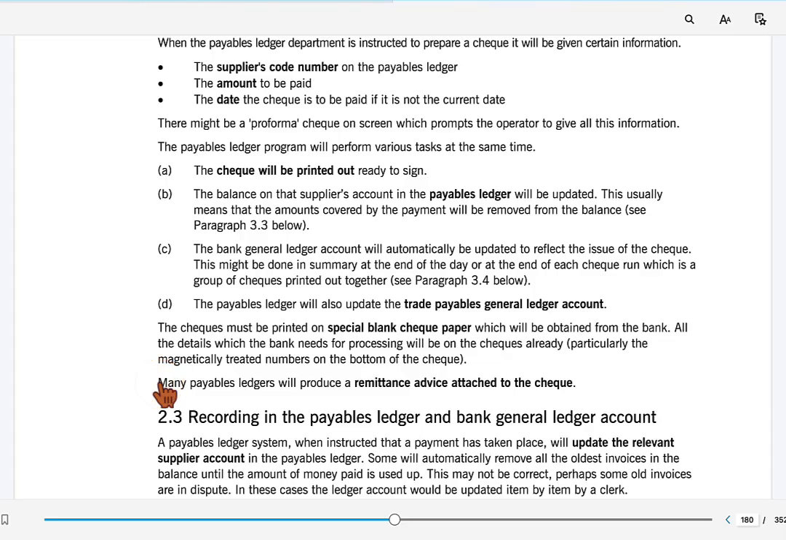Many systems print a remittance advice with the check. This remittance advice tells the supplier which invoice is being paid, how much is being paid, the payment date, and any credit notes included. This helps the supplier match the payment to the invoices. So it prevents confusion, it prevents disputes. It also reduces phone calls and emails.